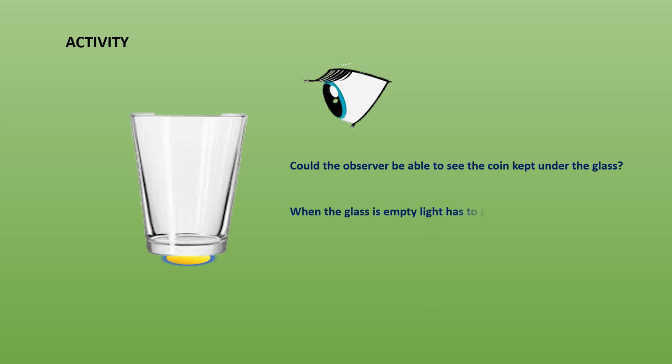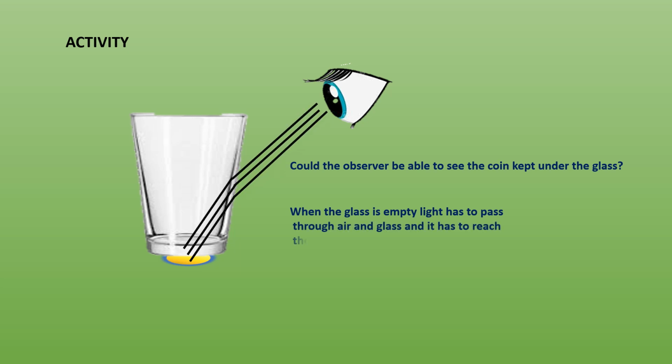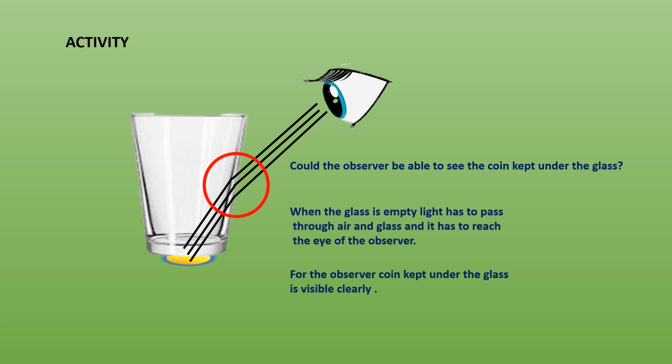When the glass is empty, light has to pass through air and glass and it has to reach the eye of the observer. For the observer, coin kept under the glass is visible clearly. So when the glass is empty, because of slight refraction due to slight change in position of the coin, the observer, he could be able to see the coin.